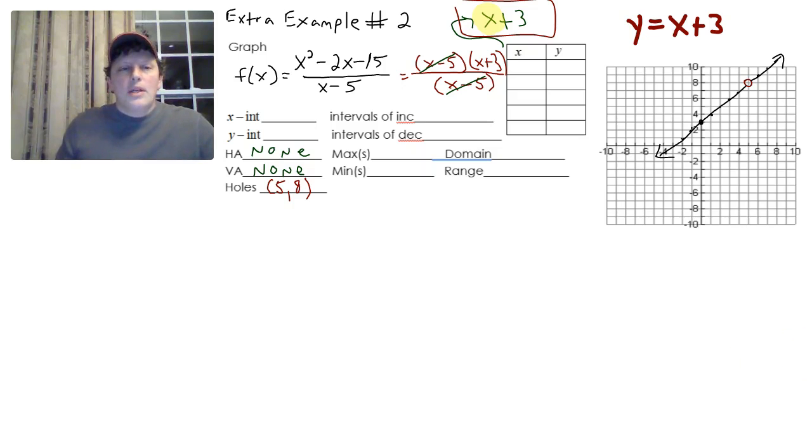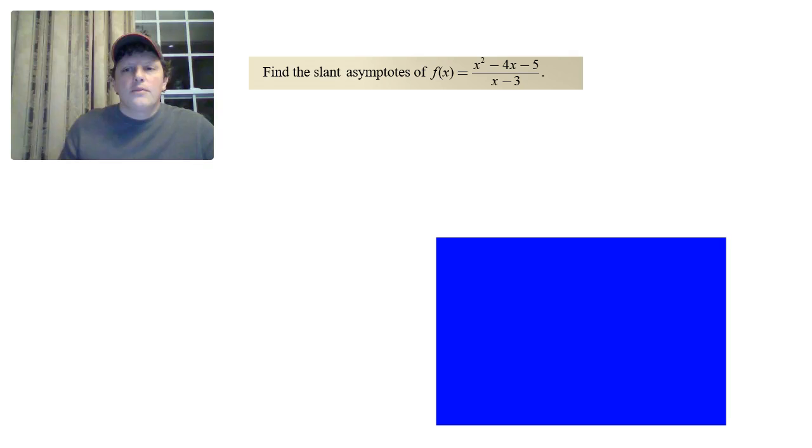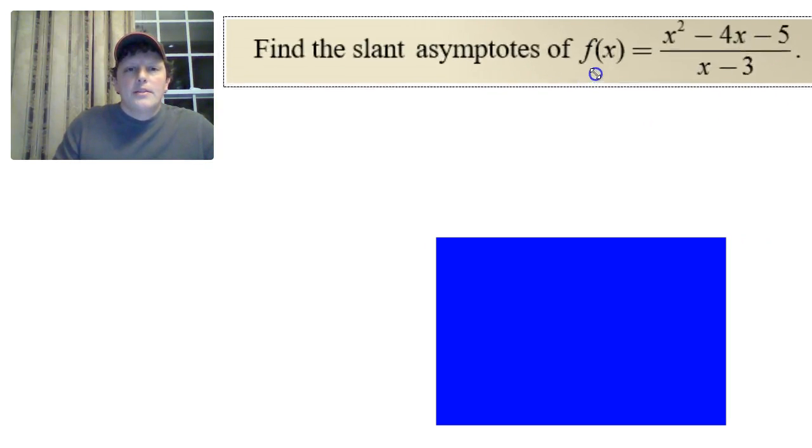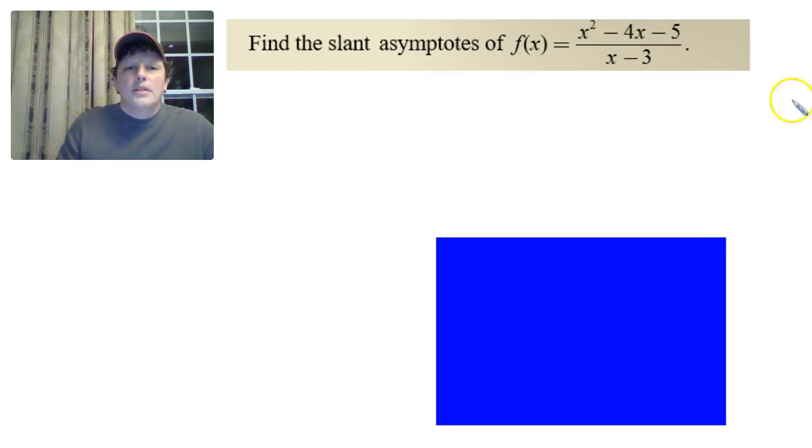So we're going to have to look at a few more examples that are not in your guided notes that you're going to have to add on to your notes somewhere else, and we'll get to those right now. The first question says to find the slanted asymptote. Let me make that a little bigger. Find the slanted asymptote of f of x equals x squared minus 4x minus 5 over x minus 3.